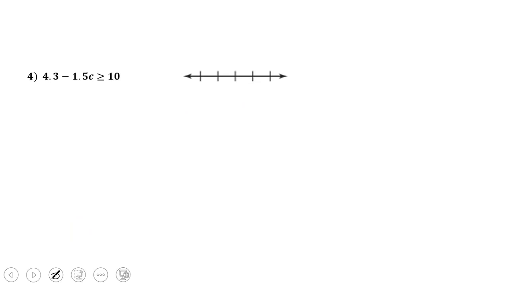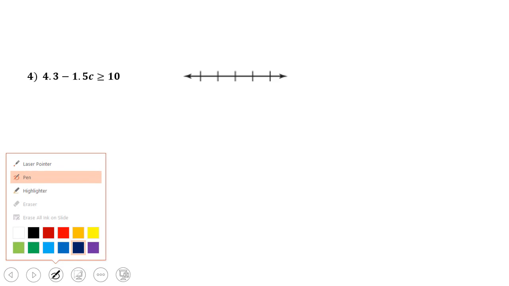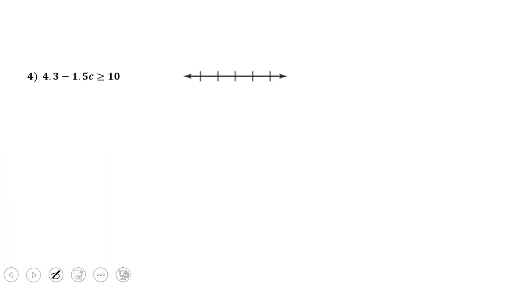4.3 minus 1.5c is greater than or equal to 10. Okay? Greater than or equal to 10. So the first thing I'm going to do is combine like terms by moving that 4.3 over. I'm going to subtract it since it's positive on this side. 4.3. And I get negative 1.5c is greater than or equal to 5.7. Outstanding. And of course, the inequality symbol does not change when you subtract from both sides.